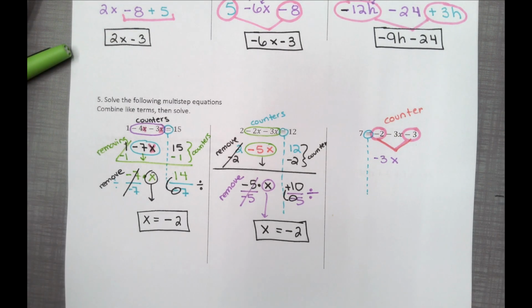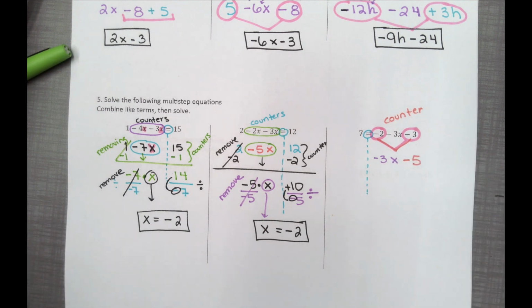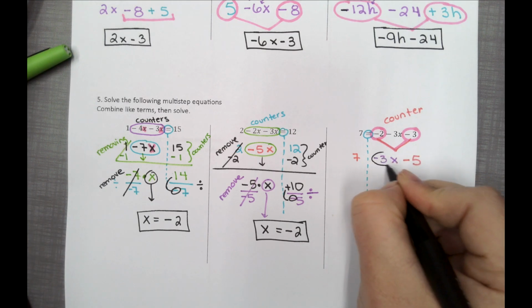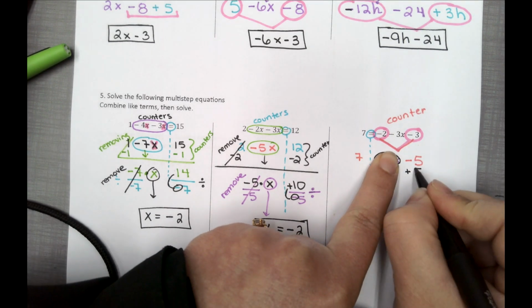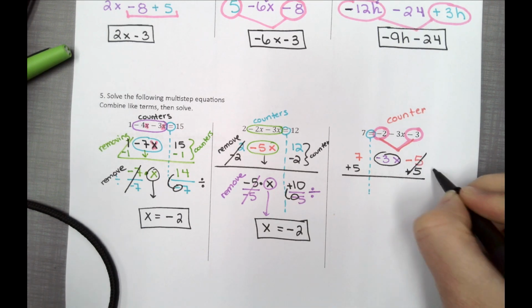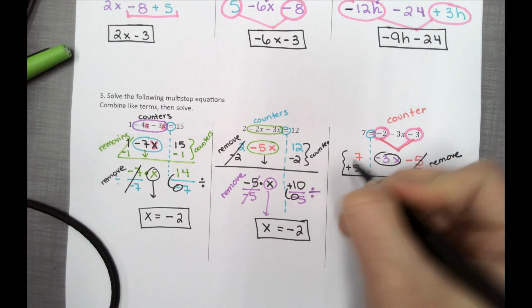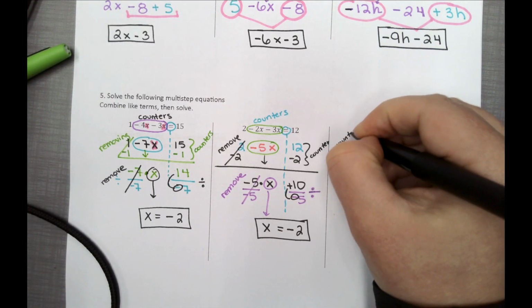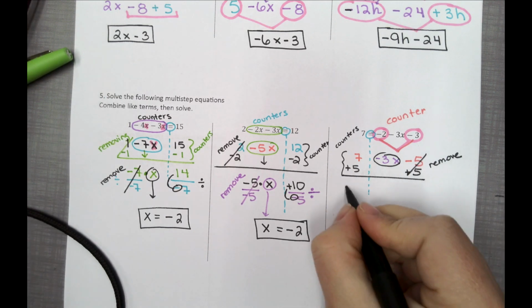So -2 and -3 is a -5. Bring down the 7. Two-step equation, circle the term with your variable. I see a -5. I'm going to add 5 to both sides. Here we are removing. On the other side, I am using counters. 7, 8, 9, 10, 11, 12. So I get 12 on this side.